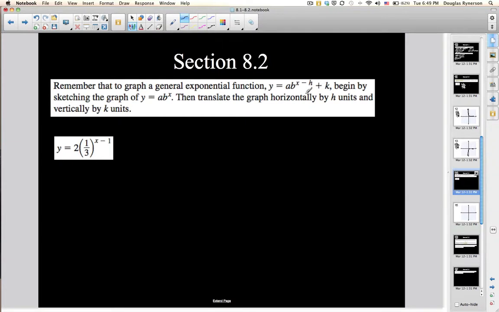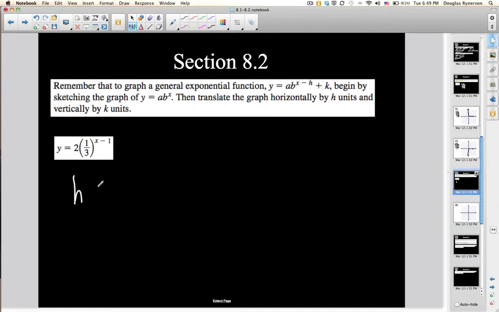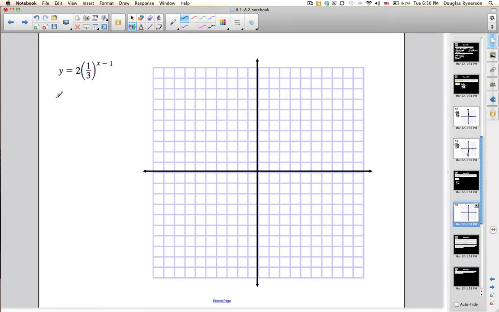We had h and k in our exponential growth function, and you notice the general exponential function didn't change just because it's decay. The output changes, but the actual forms and the process by which you graph these hasn't changed at all. So we're going to do the exact same things we did in 8.1. I'm going to identify h and k. In this case, h is equal to 1. There's nothing being added on at the end, so k is equal to 0. Then I'm going to do an input-output table ignoring h and k.